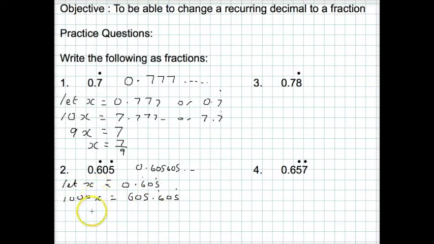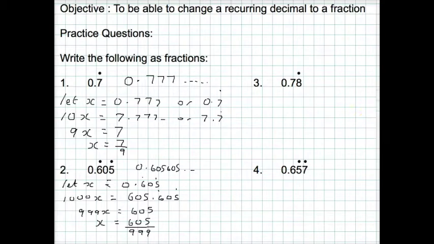Now I can take away the x from 1000x, and I'm left with 999x. If I take 0.605 recurring away from 605.605 recurring, I'm left with just 605. And then I can just divide both sides by 999, which gives me 605 divided by 999.